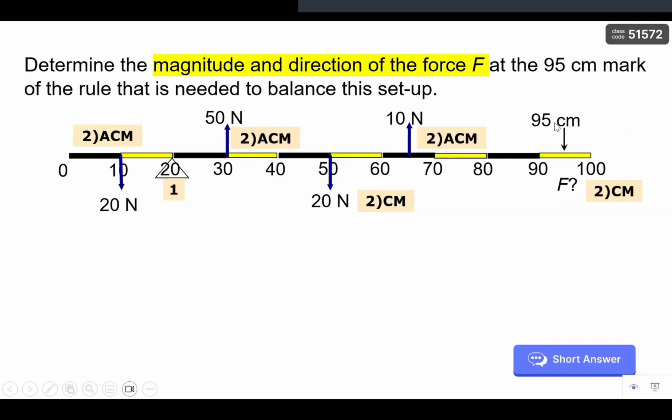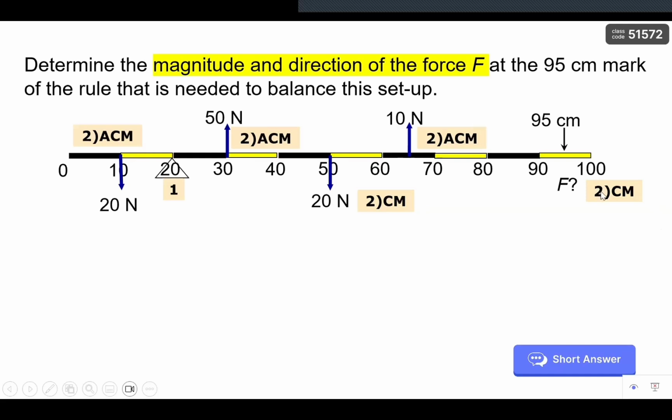I don't know F. I do not know the direction. I'm supposed to state the direction, but you take a look at the question. I have anti-clockwise, anti-clockwise, anti-clockwise. I only have one clockwise, and for this clockwise, the force is so small, the distance is also so small. 20 Newtons, and the distance is only 50 minus 20, 30. It's very small. So most likely, you should be able to think in your head, this force must be clockwise. Otherwise, I have too many ACM, and the CM will not be balanced to the ACM.